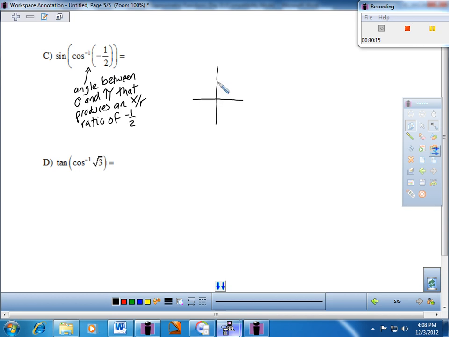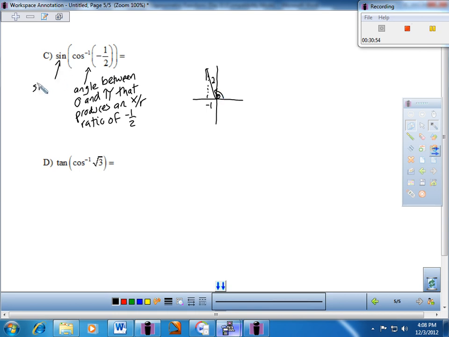Cosine's positive in quadrant 1 and negative in quadrant 2. So all of my cosine ratios are covered from here to here. -1/2 cosine ratio, something like that, give or take. And so the x to r, x would be negative, r, of course, would be positive. That's what it would look like. Okay, good. And I'll include, in fact, the rotation there. There's my theta.